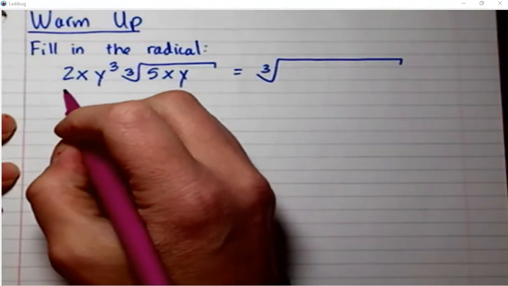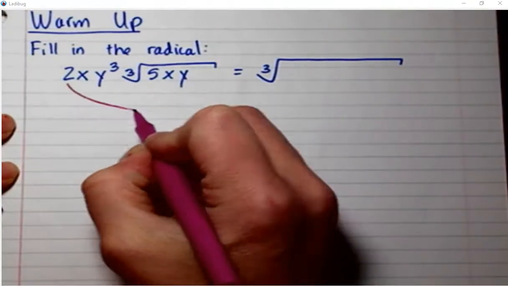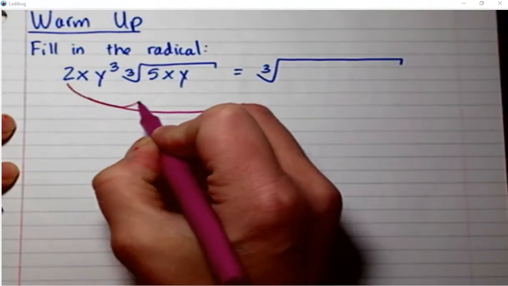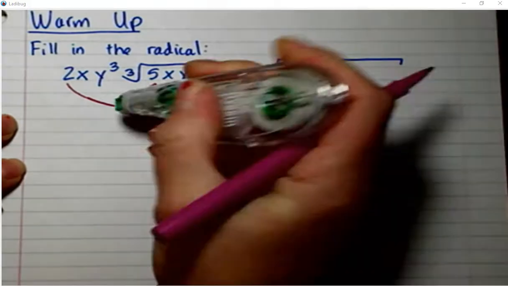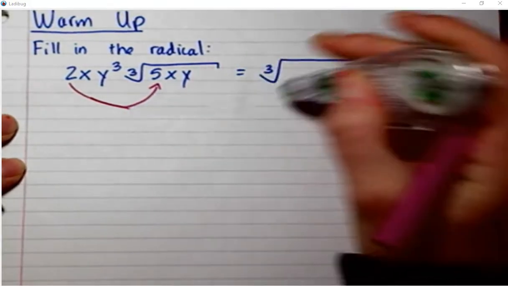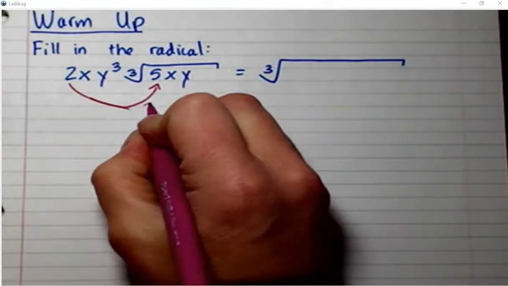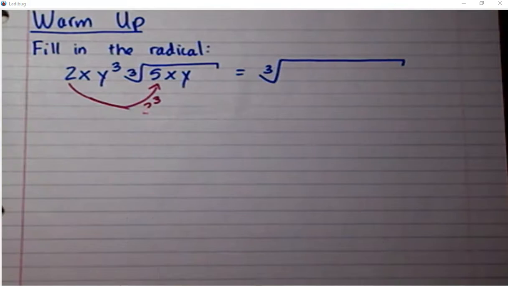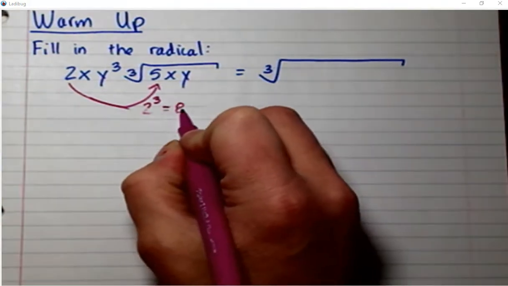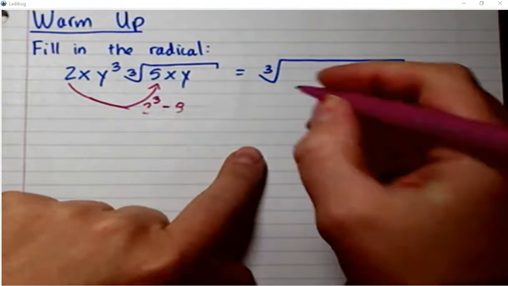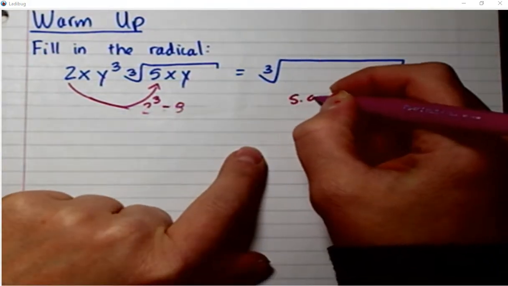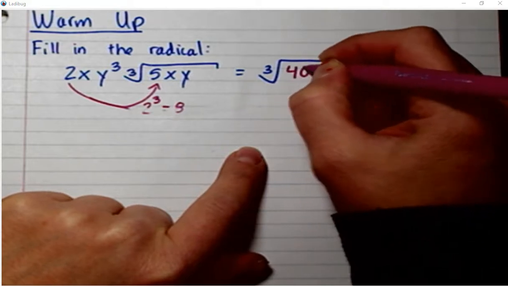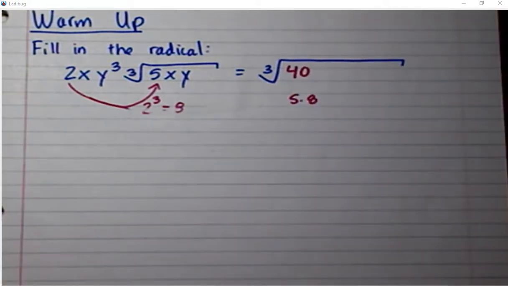Okay, so if I want to take the 2 into the radical, to take it out, you cube root it. To put it back in, you cube it. So that is an 8, which means inside we have 5 times 8, which is 40. Okay, the x's. Somebody else tell me how to do the x's.